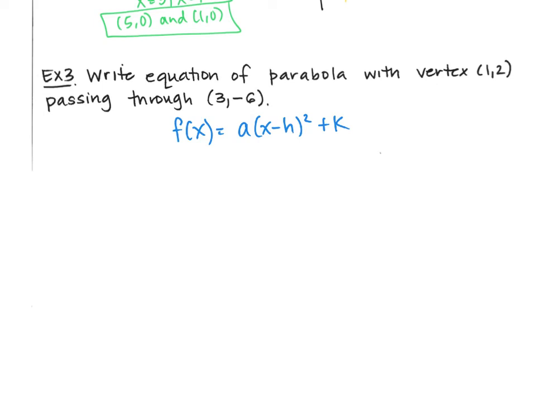Because they already gave me the vertex, this is h, this is k, I could plug that in right away: (x minus 1) squared plus 2. The only constant I still need for this equation is the a value. How am I going to get the a value? I'm going to use the other ordered pair. This is my x, this is my y, and I'm going to use that to solve for a. Remember, y and f of x are the same, so -6 equals a times, and for x I'm going to plug in 3.